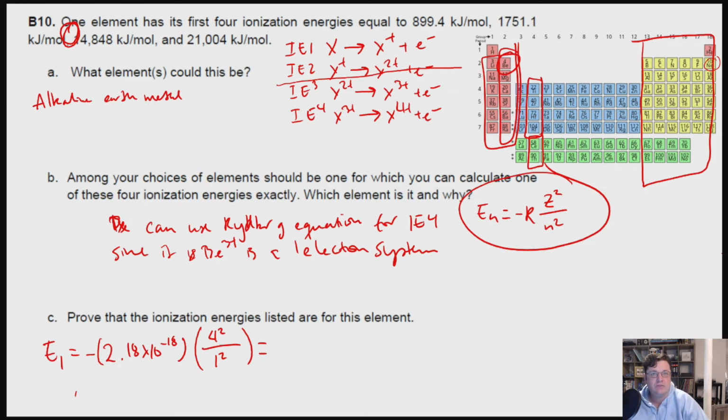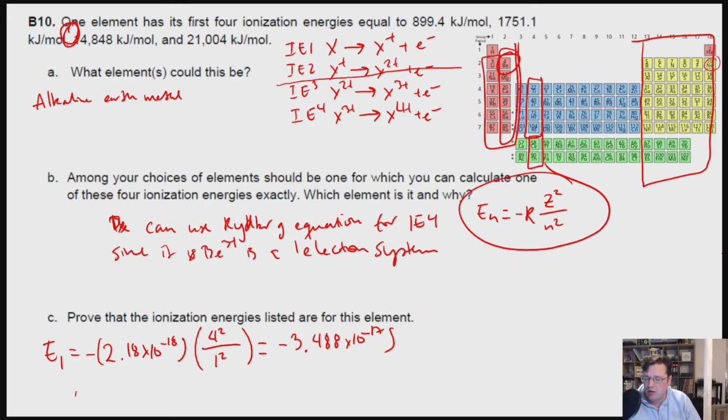If we plug that into my trusty calculator, we have negative R times 4 squared divided by 1 squared. What I get is negative 3.488 times 10 to the negative 17 joules. The numbers aren't directly comparable because they're not in the same units. The ionization energy I gave you is in kilojoules per mole.